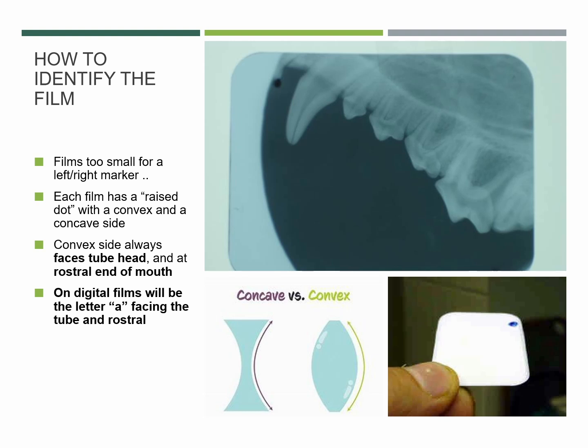Like I said, here's how to identify the film. Films are too small for a left-right marker. Each film, if you're doing traditional film, has a raised dot with a convex and a concave side. The convex side always faces the tube head, so the bump is out, and it goes to the rostral end of the mouth. On digital film, it's the A. The A will face the tube and is rostral. You can see here there's no A, this was a film, but that little dot is showing you that's the front of the mouth.